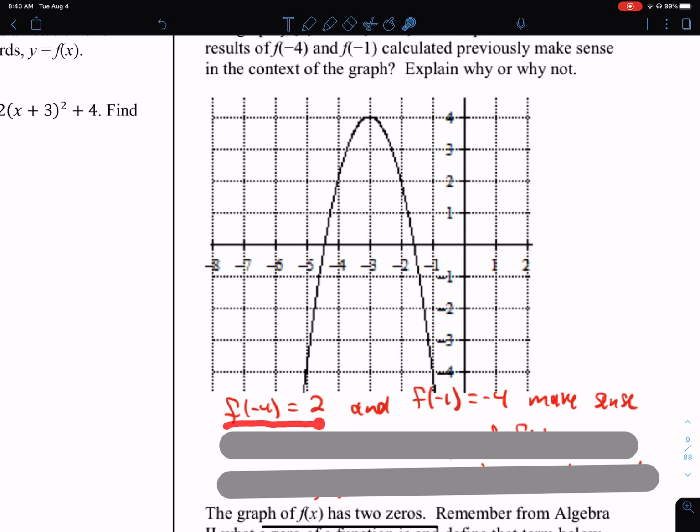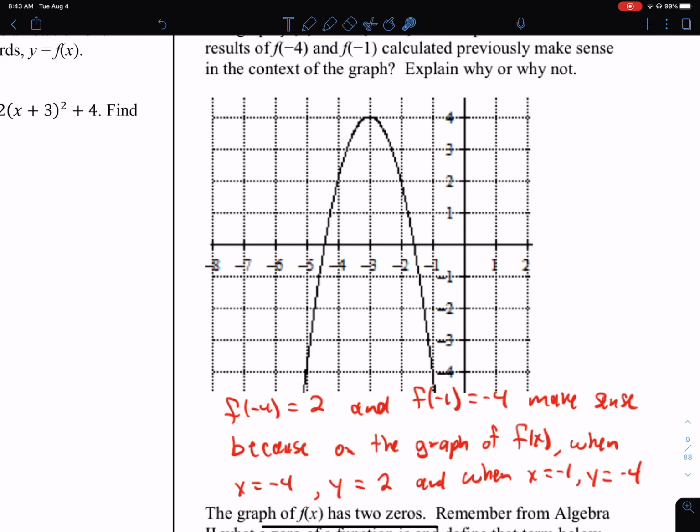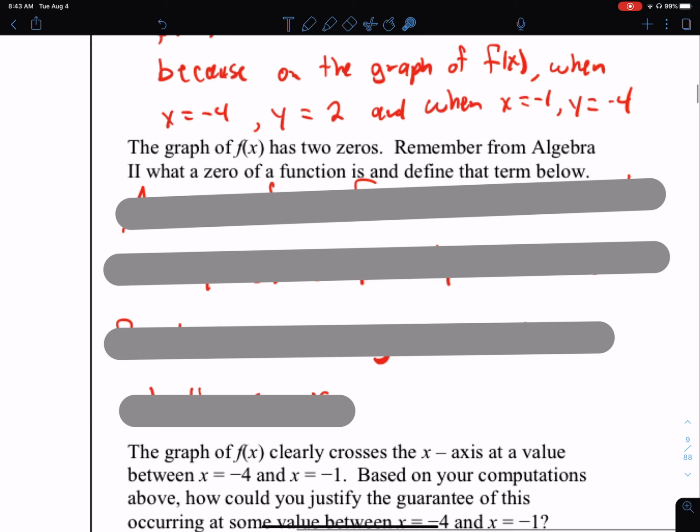F of negative 4 equals 2, and f of negative 1 equals negative 4 makes sense. So I'm answering the question, do they make sense? Because on the graph of f of x, when x is negative 4, y is 2. And when x is negative 1, y is negative 4. That's it. Once again, if you think, well, that's so obvious, we need to write down things that are so obvious. There's another one that you might hopefully find is pretty obvious.